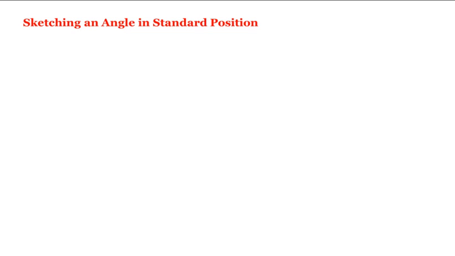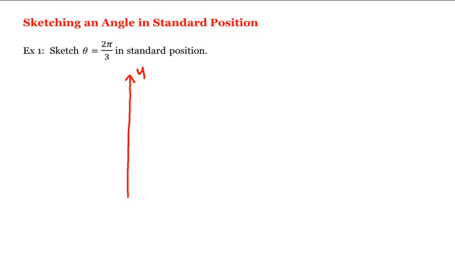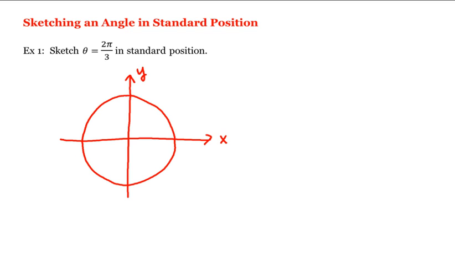Let's learn how to sketch an angle in standard position. For example, let's sketch theta is equal to 2 pi divided by 3 in standard position. Let's begin by drawing a unit circle here. So let's say this is the y-axis, and this is the x-axis. A unit circle is a circle of radius 1, which means this is the point (1, 0).